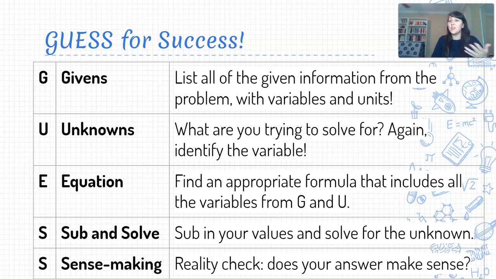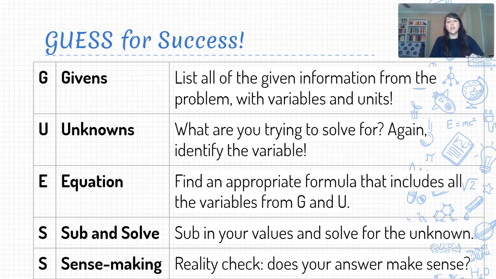E stands for equation. So once you've got your list of all the variables of interest, all the information that you know, and the thing that you're trying to solve for, you can go through and look for a formula that includes all of those different components. And so therefore, which equation is going to be most useful to you to make those connections.